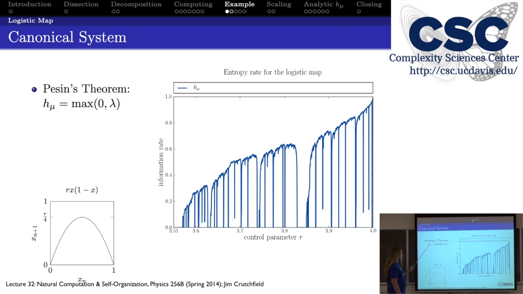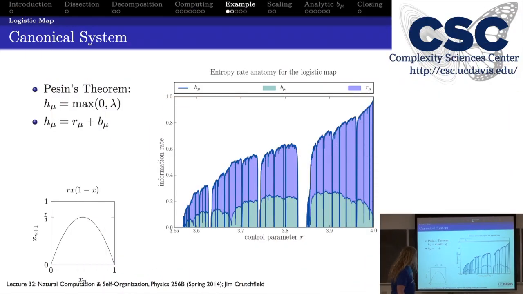And so that means we can use our nice information theoretic tools to analyze this picture. And that's exactly what we're going to do. We already know that H mu breaks down into R mu and B mu. So that means the logistic map's Lyapunov exponent also breaks down into R mu and B mu. So let's see what that looks like. We have one piece here, R mu, and a piece here, B mu.